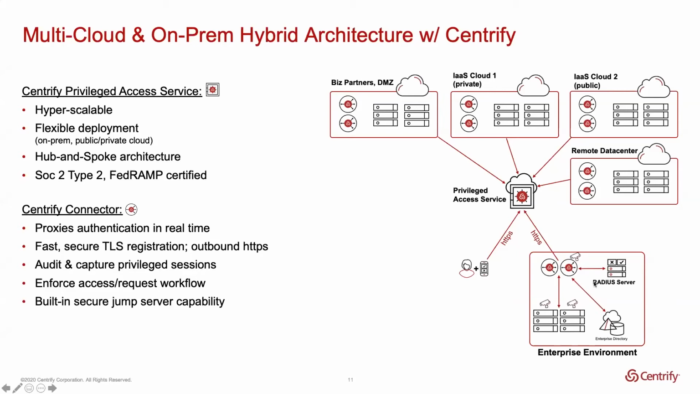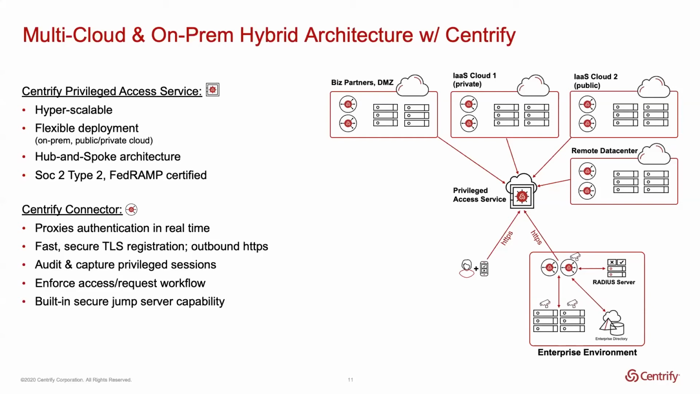The way that we work from a hub and spoke model, we have these guys, we call them connectors. We're very original in our naming conventions. It connects things. The connector does a lot. Okay, so it proxies the authentication in real time. So when I log in, as I'm about to in the demonstration, I'm going to log into the privileged access service. I'm logging in real time with my Active Directory credentials.